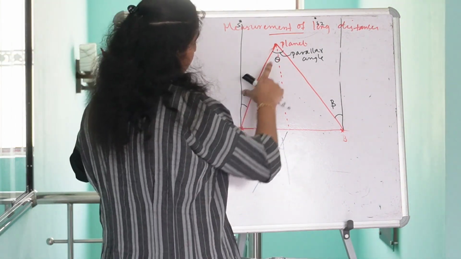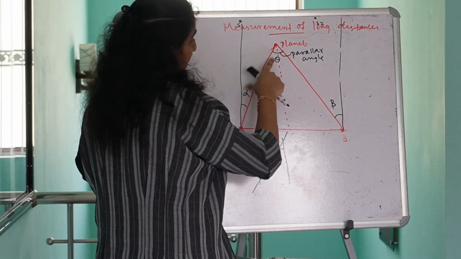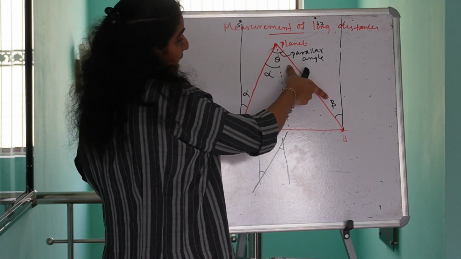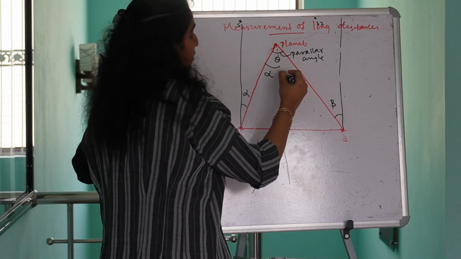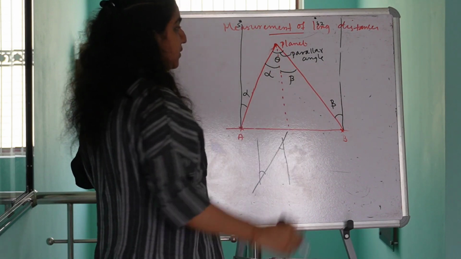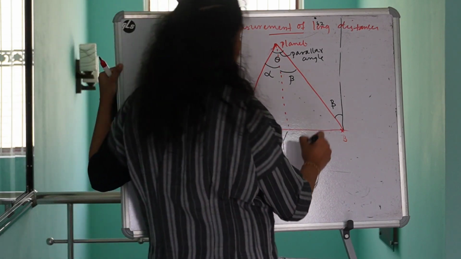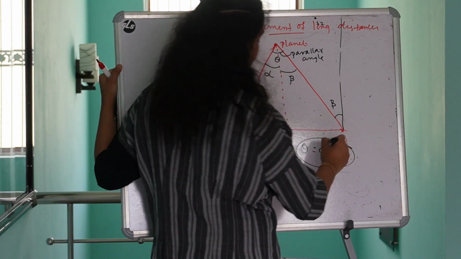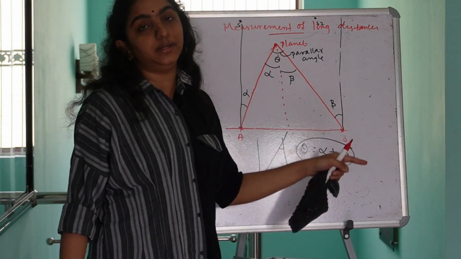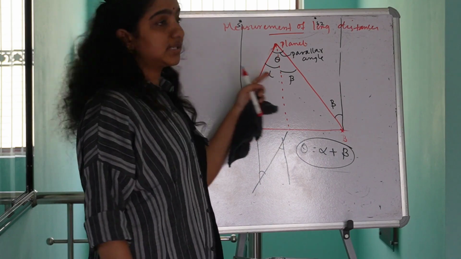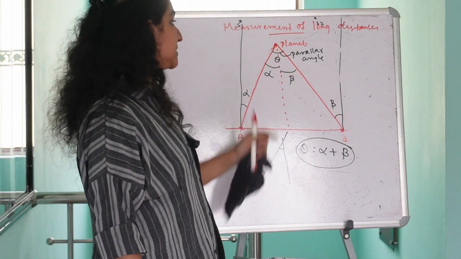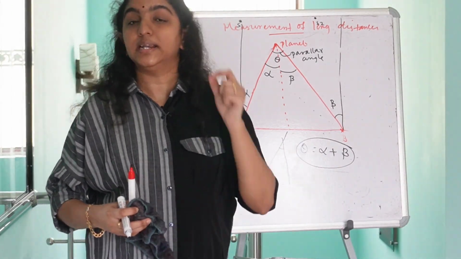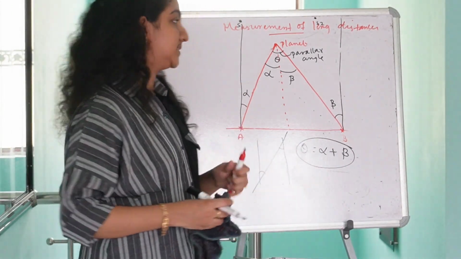These two angles are a pair of alternate angles, so the value is equal to alpha. Again, this angle and this angle are a pair of alternate angles, so the value is equal to beta. So what is the parallax angle? Theta is equal to alpha plus beta. So this is how we find, or measure, or calculate the parallax angle in real time situations. Is it clear, guys? Yes.